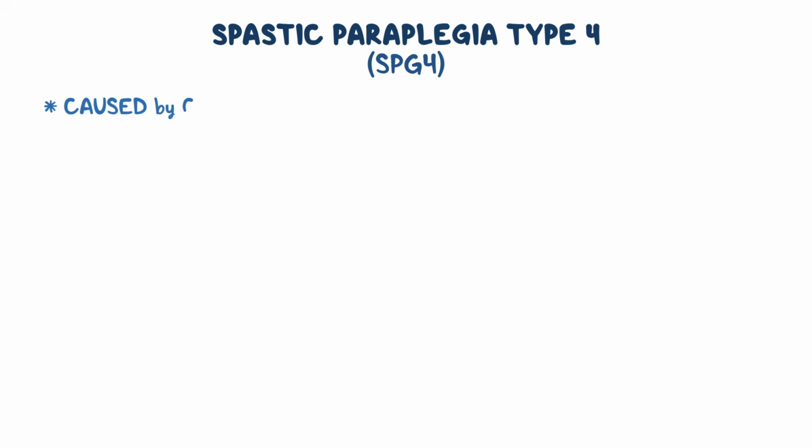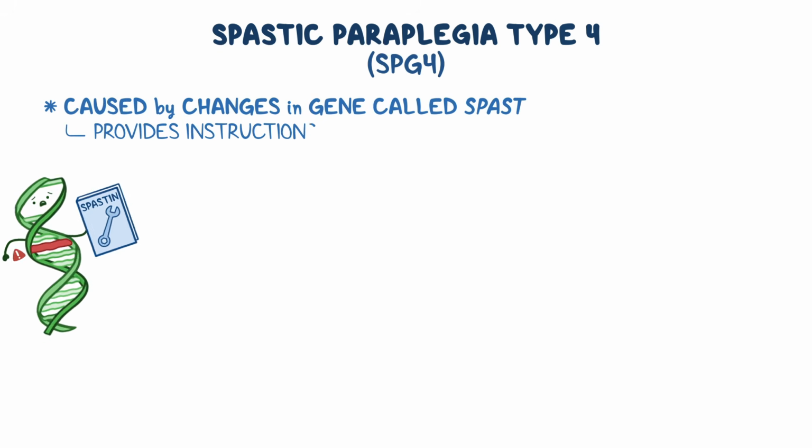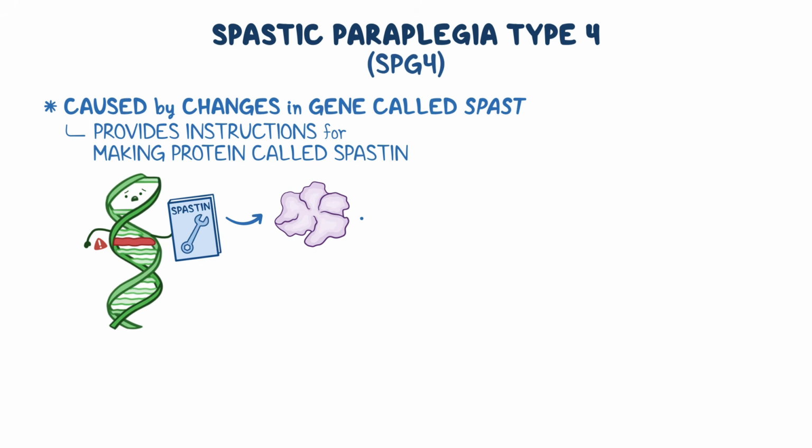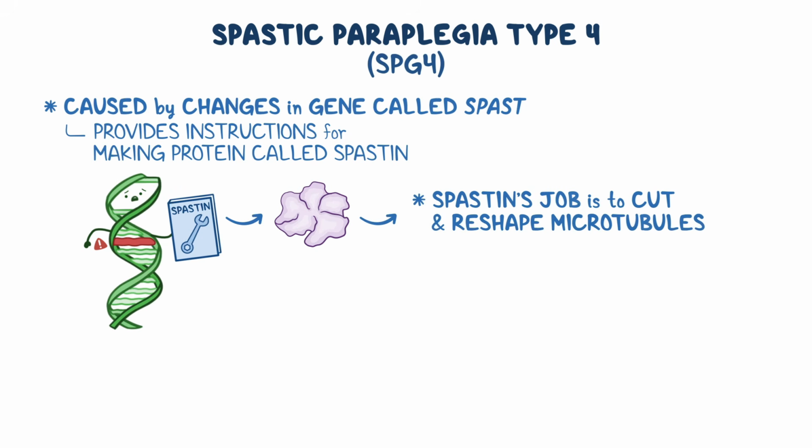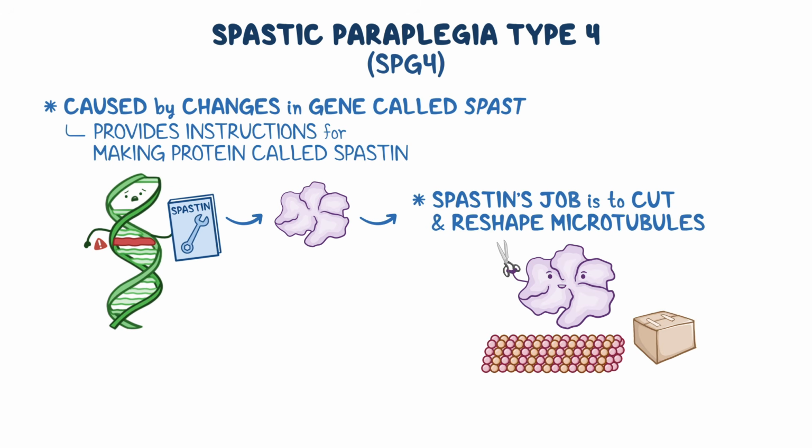SPG4 is caused by changes in a gene called SPAST, which provides instructions for making a protein called spastin. Spastin's job is to cut and reshape microtubules, which are tube-like structures used to transport molecules from one part of the cell to another.